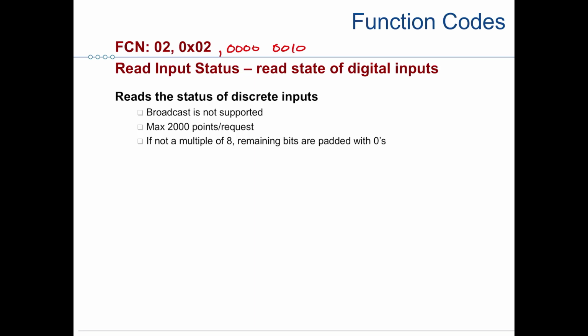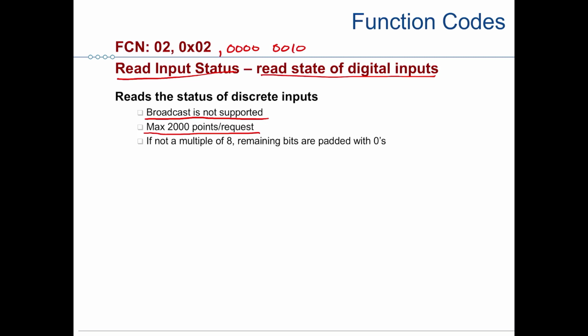Notice how, again, it's another read function. Read input status, it's called. It's reading the state of digital inputs. That means broadcast is not supported. When you send out a request and you're expecting a response, you wouldn't use a broadcast. Everybody would be trying to talk on the network at the same time. So again, single bit points then. Maximum points that could be reported is 2,000 for the same reasons that we just looked at. And again, if not a multiple of 8, the remaining bits are padded with zeros.